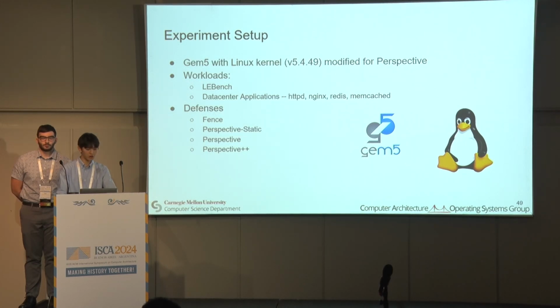First is Fence, which is a hardware-only defense that delays speculative loads until all prior branches are resolved. Second is Perspective Static, which uses the static ISV. Third is Perspective, which uses the dynamic ISV. And last, Perspective++, which uses the enhanced ISV, the ISV++.